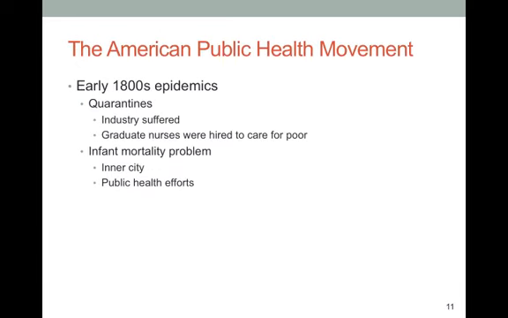The American public health movement began in the early 1800s. American cities were ravaged by epidemics of smallpox, yellow fever, and cholera. Quarantines and in-house confinement were the only effective means of preventing the spread of disease. Industry suffered from massive sick calls, leading to declines in productivity. Wealthy patrons hired graduate nurses to care for the poor, which reduced disease incidence and improved public health. They taught the public basic sanitation practices. Infant mortality was also a problem, particularly in the inner city, and early public health efforts were meant to improve maternal child health.